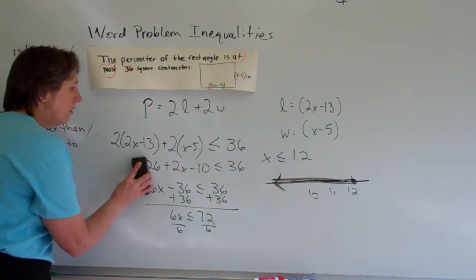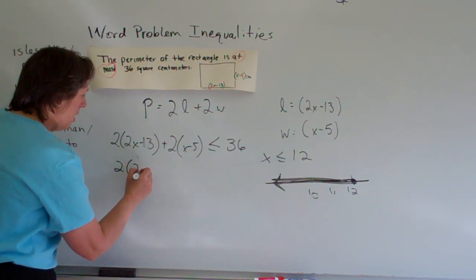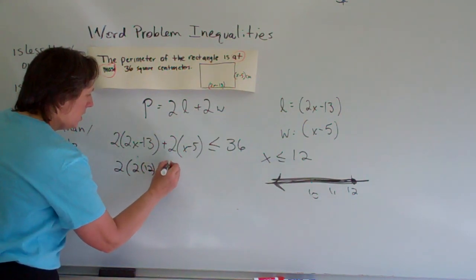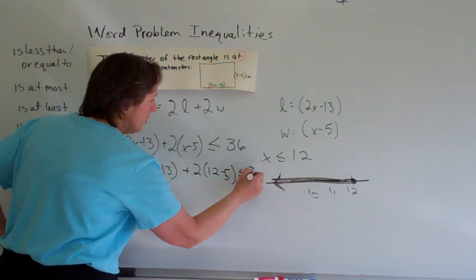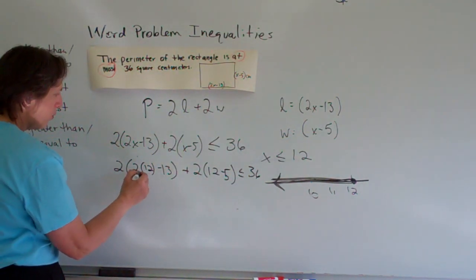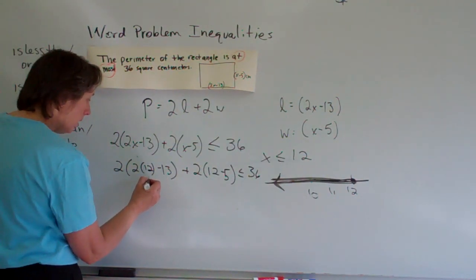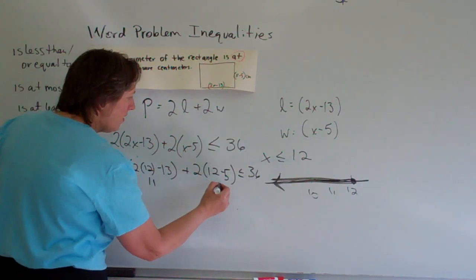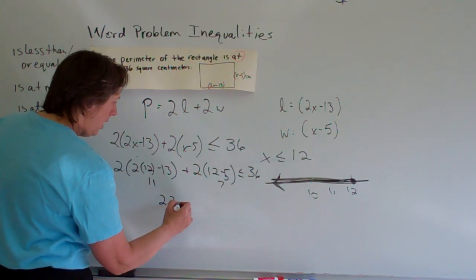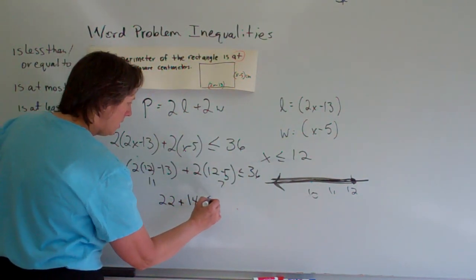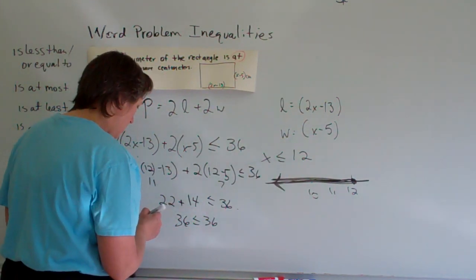Now, let's go back and plug in a 12. See what happens. 2 times the quantity of 2 times 12 minus 13 plus 2 times 12 minus 5 is less than or equal to 36. So this is 24 minus 13, which is 11. And this is 12 minus 5, which is 7. And then we get 22 plus 14 is less than or equal to 36. 36 is less than or equal to 36.